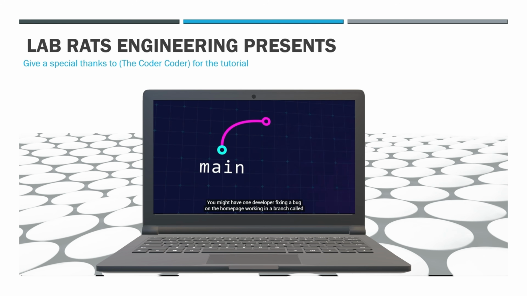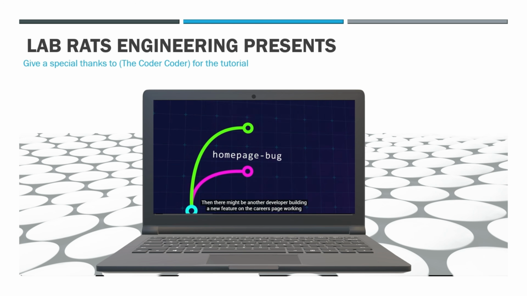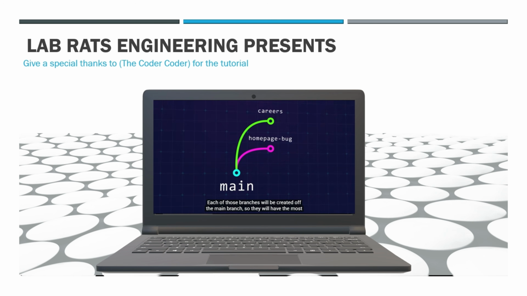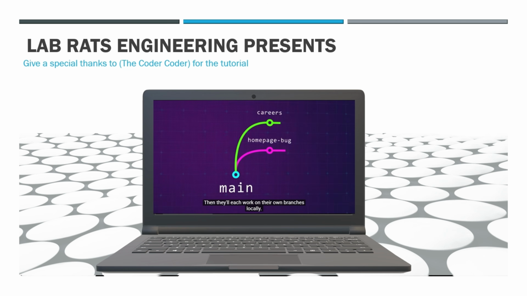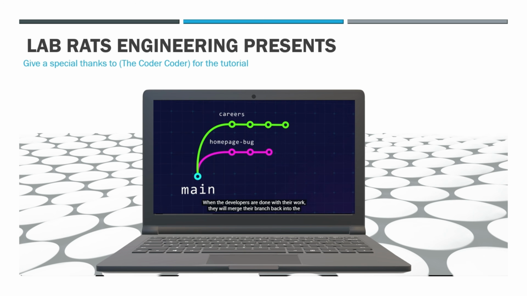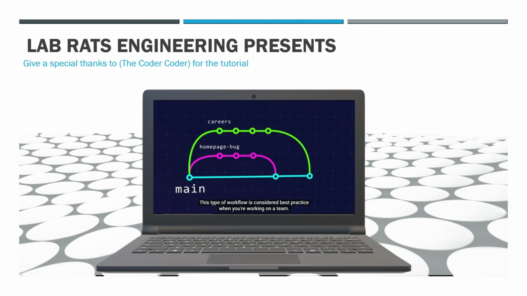You might have one developer fixing a bug on the homepage working in a branch called homepage bug. Then there might be another developer building a new feature on the careers page working in another branch called careers. Each of those branches will be created off the main branch, so they will have the most up-to-date code from main. Then they'll each work on their own branches locally. When the developers are done with their work, they will merge their branch back into the main branch. This type of workflow is considered best practice when you're working on a team.